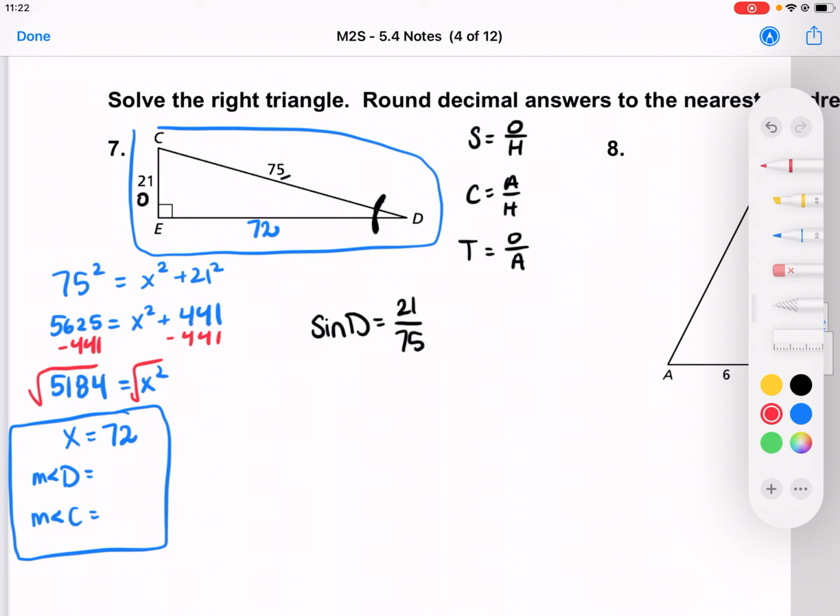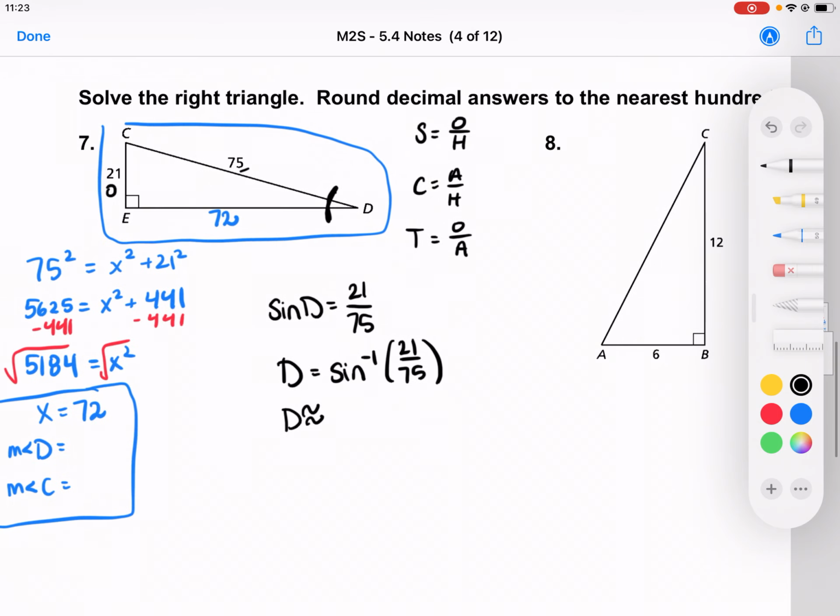Now remember what we just learned: in order to solve this, to move the sine over, you do the little inverse. So it's sine inverse of 21 over 75. And then I'll type that in to my calculator. So D is approximately equal to 16.26. So I'm going to put that in my answers. 16.26 degrees. I should put degrees, oops.